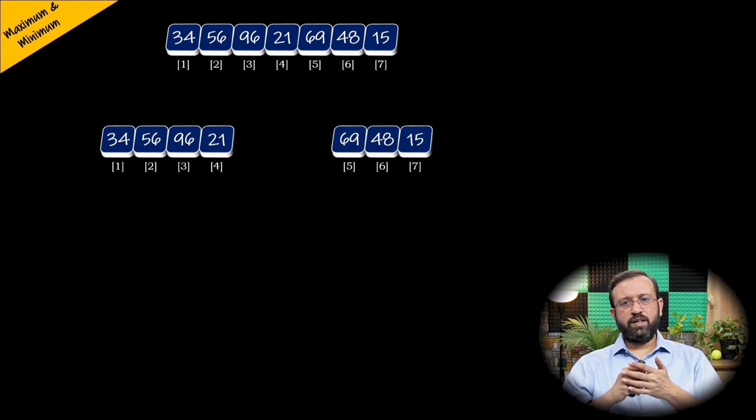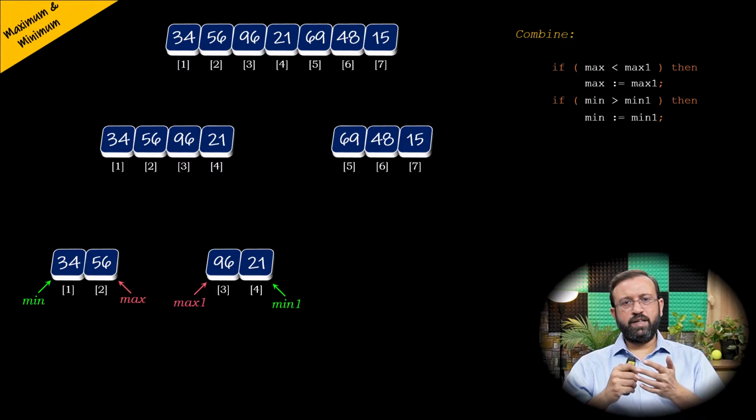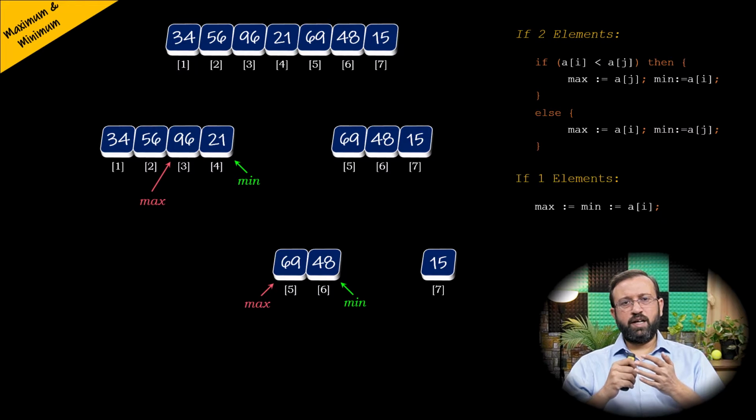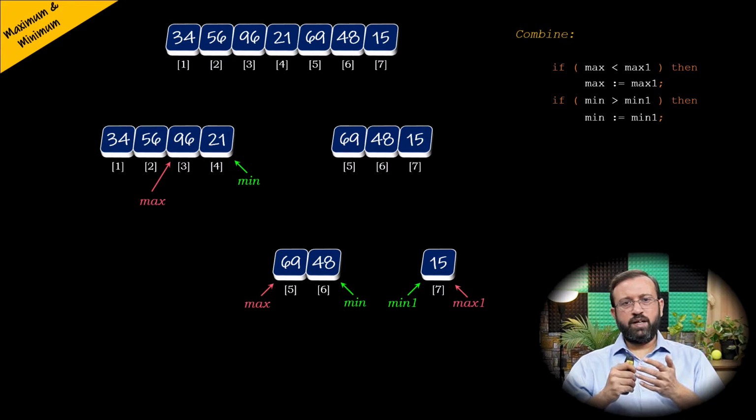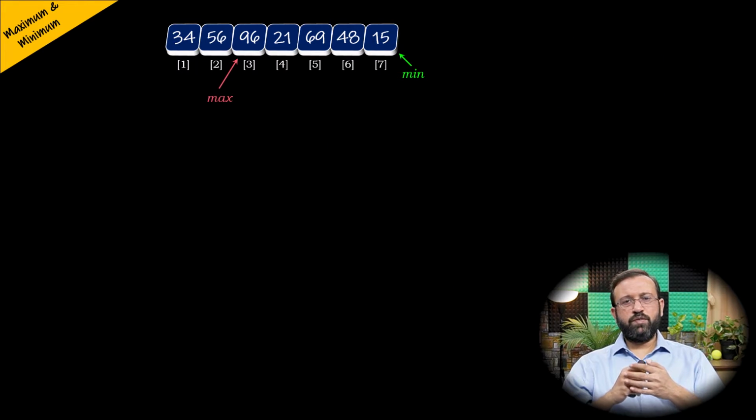So we have divided the array into two subarrays until the subarrays have only two elements or only one element. Then we compared the elements and found max and min elements. Now, once the max and min elements are computed, we have combined the solutions to get the solution to the larger problem. So, using the divide and conquer approach, we found the max element, which is 96, and min element, which is 15. So this is how we can use divide and conquer approach to find maximum element and minimum element from a set of elements.